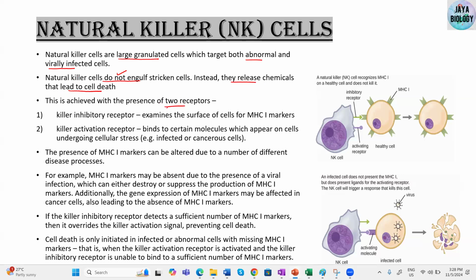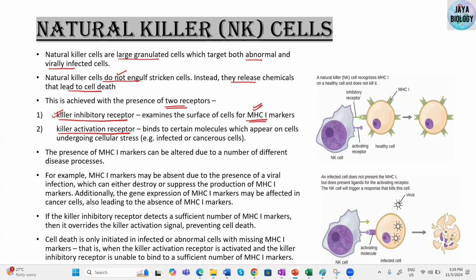How will they achieve it? With the help of two types of receptors. One is the killer inhibitory receptor, which will inhibit the killing. Another is the killer activating receptor, which will activate the process of cell death. So two types of receptors are there. One is the inhibitory receptor, another is the killer activator receptor. The killer inhibitory receptor will try to examine MHC1. There are two types of major histocompatibility complex, that is complex 1 and complex 2. So they are trying to examine this one.